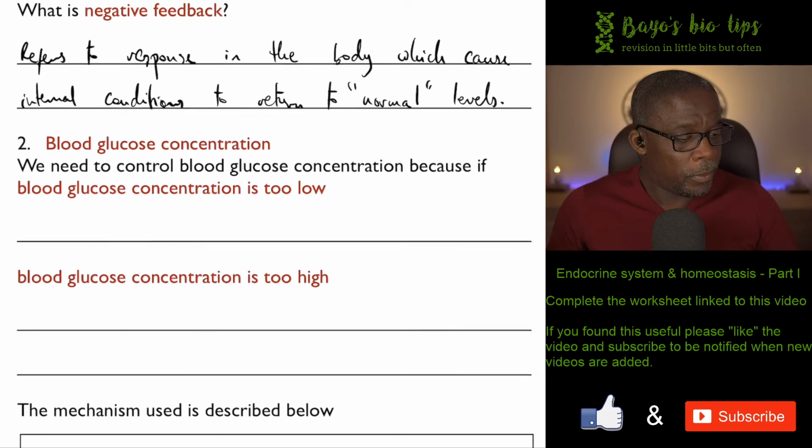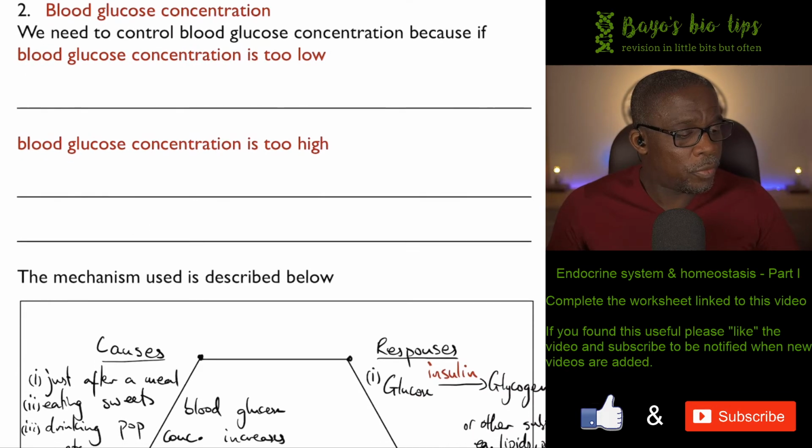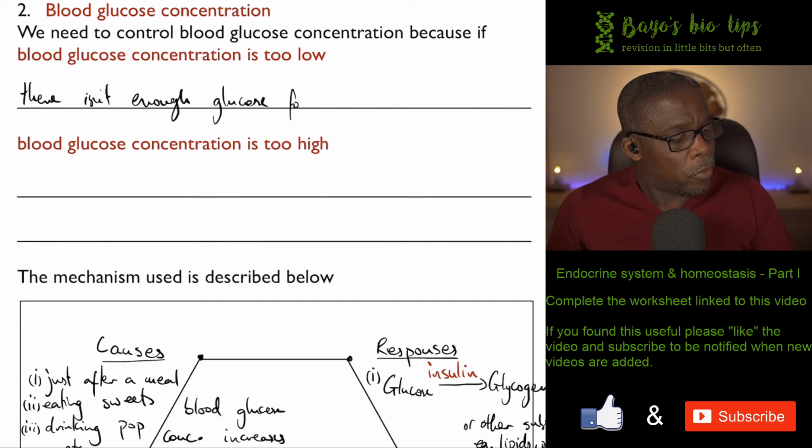So next, let's look at blood glucose concentration. If you've seen previous videos on respiration, you know that glucose is the main respiratory fuel in most organisms. So you need a certain amount of glucose for your tissues and organs to function properly. So if blood glucose level is too low, there isn't enough glucose for respiration, and that can cause your organs to shut down.